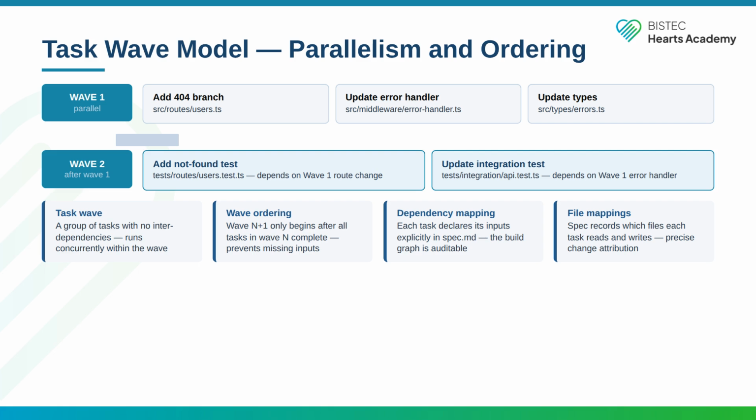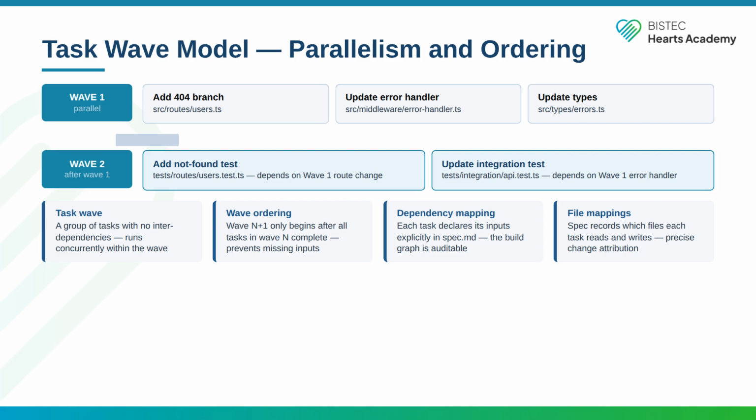Consider the addUsers404 example. Wave 1 contains 3 tasks. Add the 404 branch to the root handler, update the error middleware, and update the type definitions. These 3 tasks are independent of each other, so they run in parallel. Wave 2 contains the test files, a new not found test, and an updated integration test. Both test files depend on the Wave 1 root and middleware changes, so they wait until Wave 1 completes.